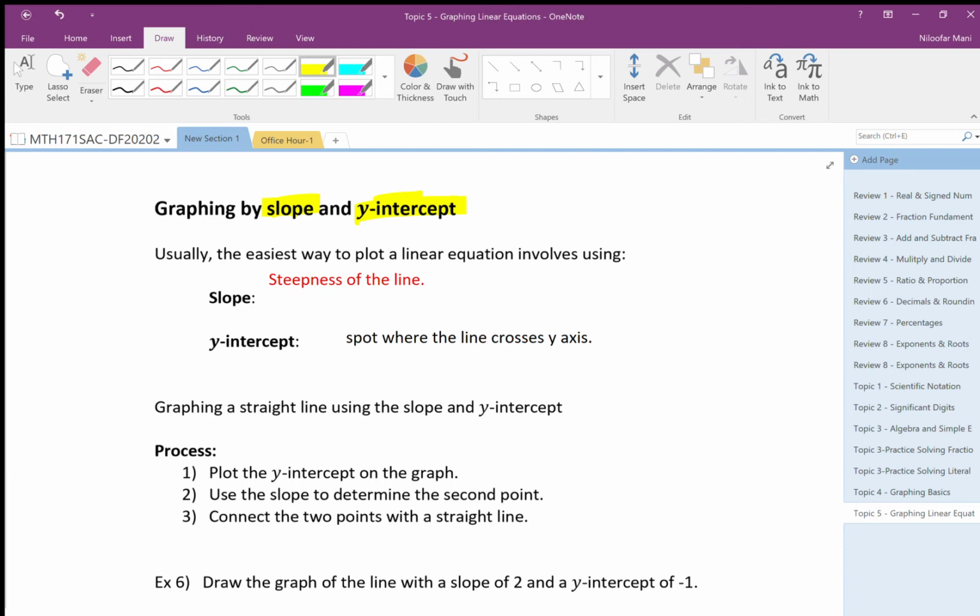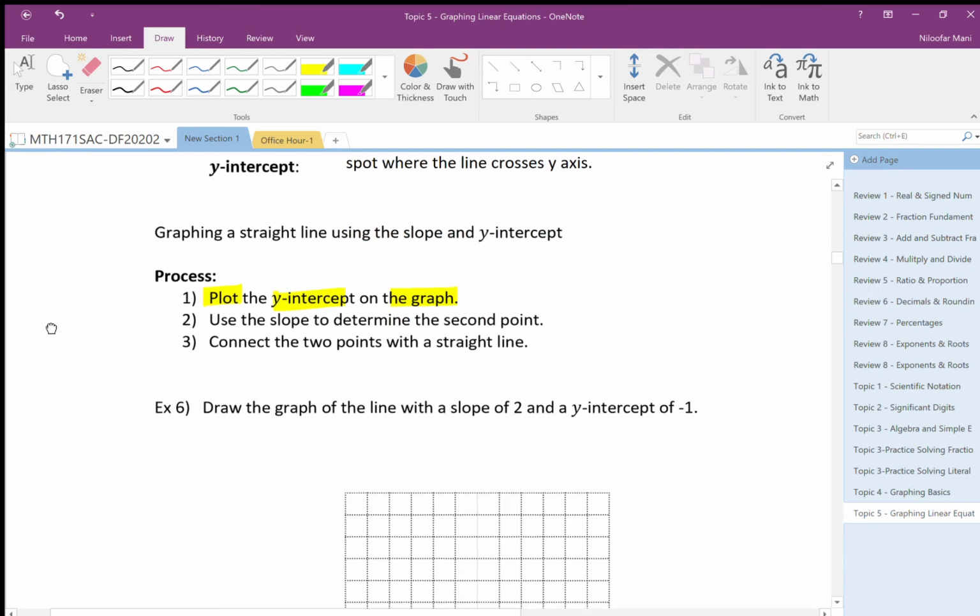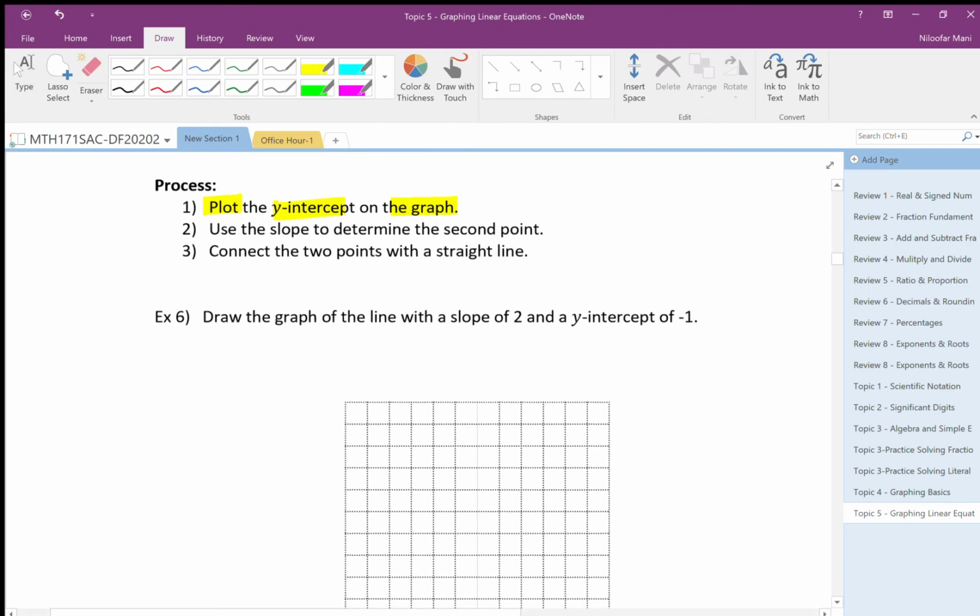Okay, so for this method, I find the y-intercept first. I find the y-intercept and then plot it. So you touch the y-intercept on the graph. The y-intercept is on the y-axis, so it's where the line crosses the y-axis. Then use the slope to determine the second point.